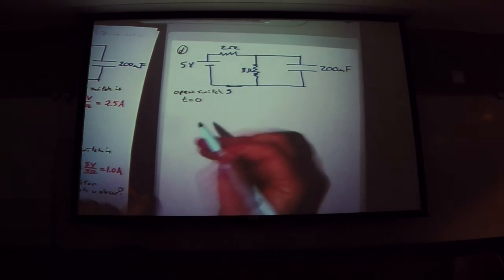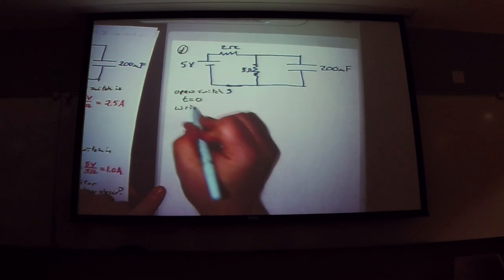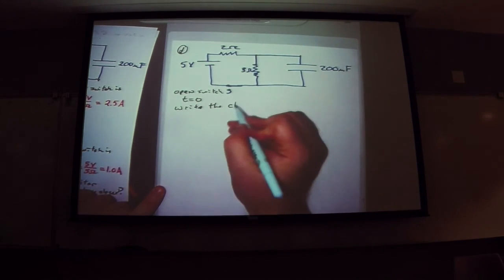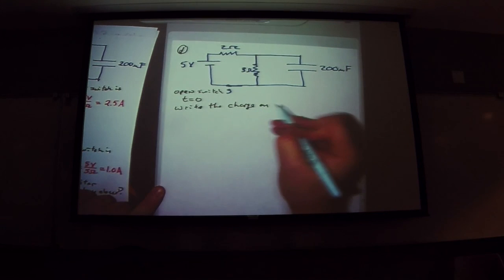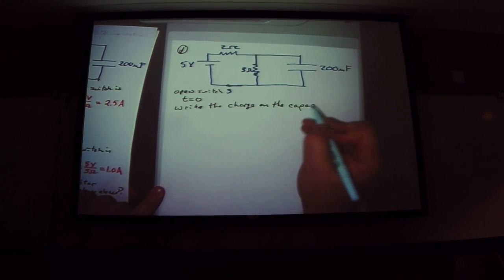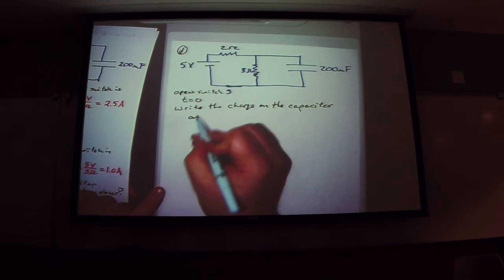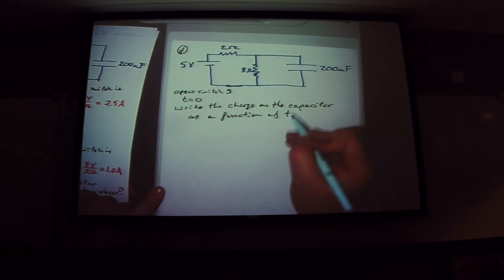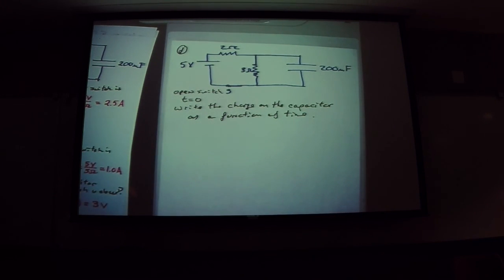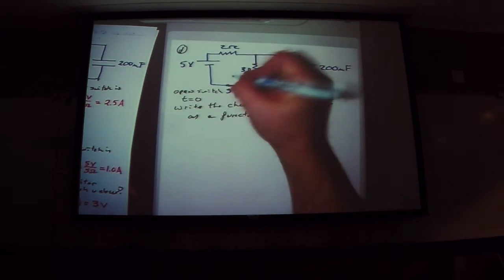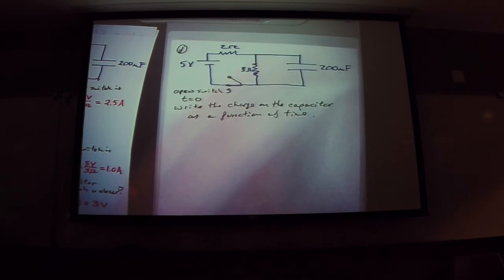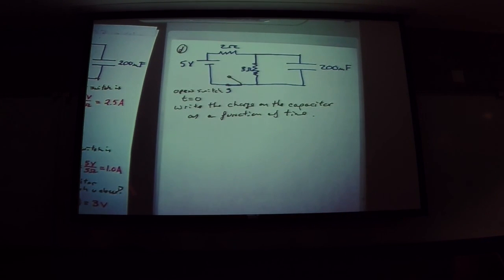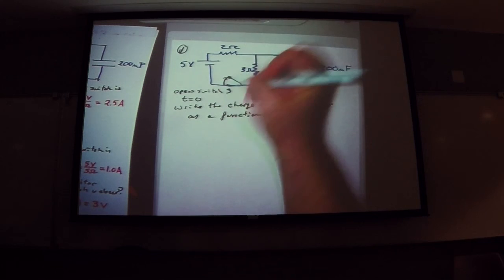And question D is then, write the charge on the capacitor as a function of time. Okay, so now I'm going to open the switch. So now I open a switch at t equals 0.